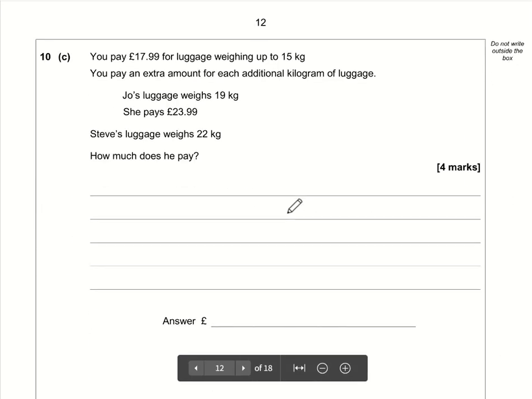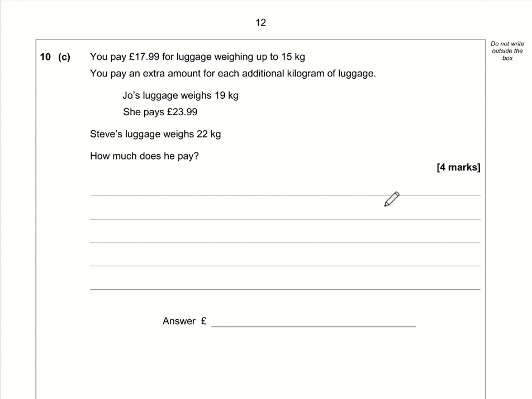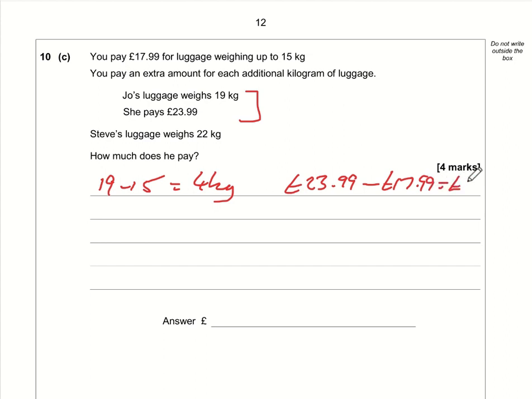Question C, it's a bit more of a challenge. So it's £17.99 for the first 15 kilos. So we know that Jo has got 19 kilos and she pays £23.99. So the first 15 kilos cost £17.99. So that means there's an additional 19 take away 15, which is an additional 4 kilos at a cost of £23.99 take away the £17.99, which is £6.